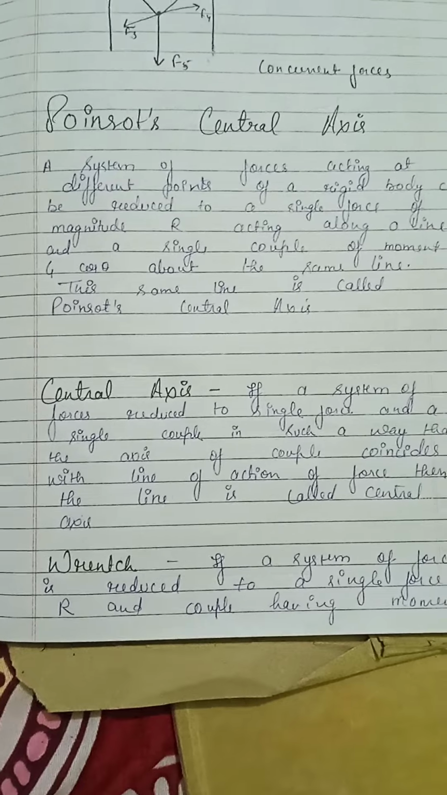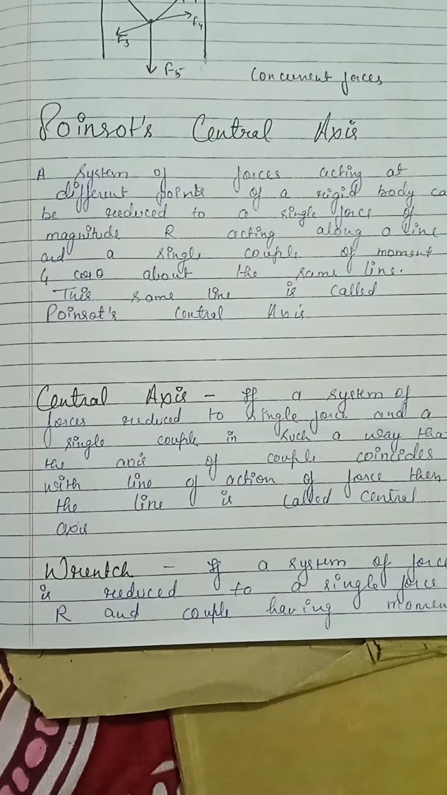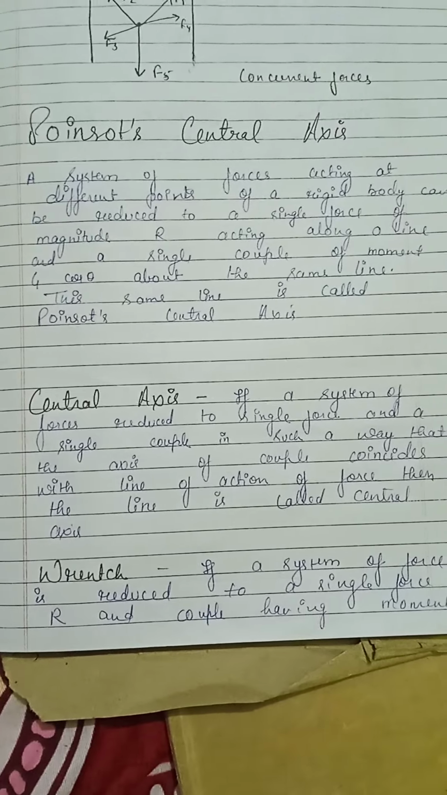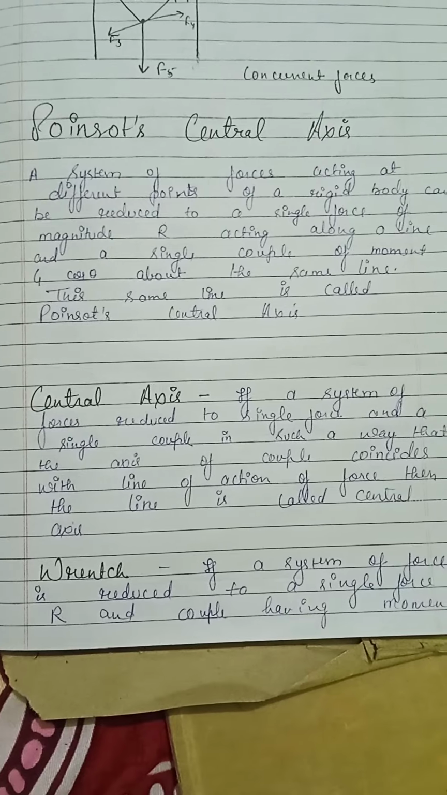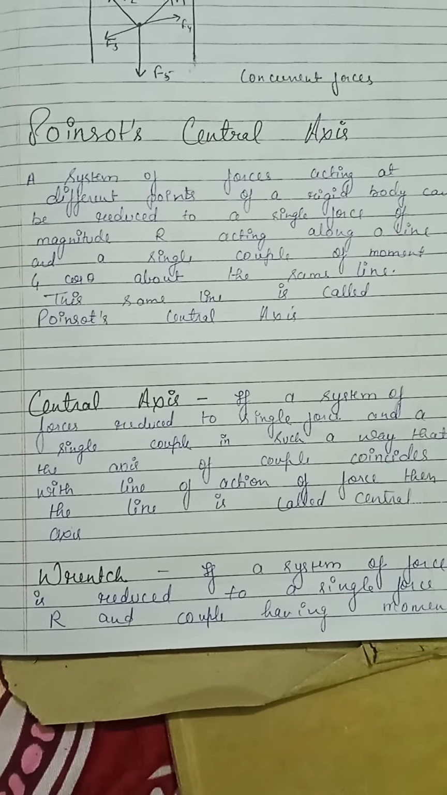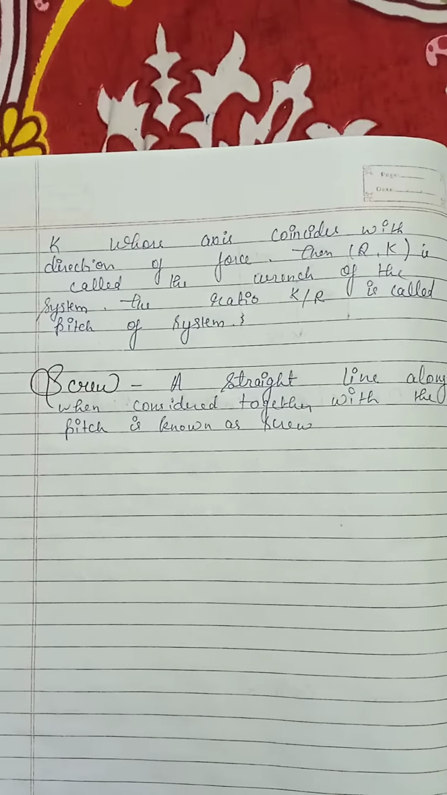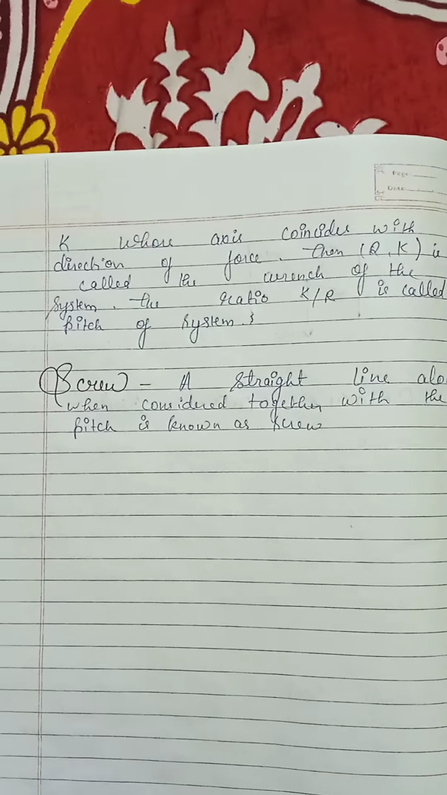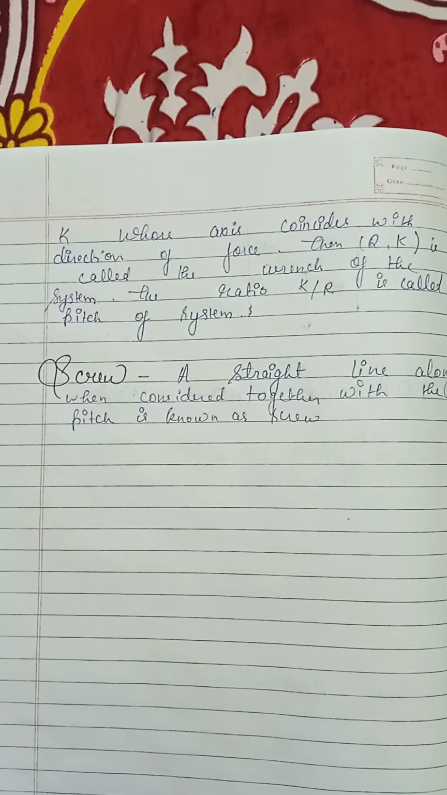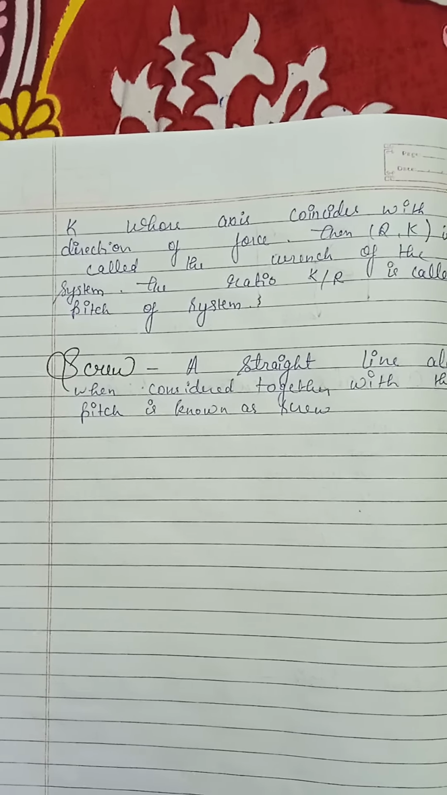There are some definitions that we must have a view over. The first one is the central axis. In this we see that if a system of forces is reduced to a single force and a single couple in such a way that the axis of the couple coincides with the line of action of the force, then the line is called the central axis. Now the next one is, what is a wrench? If a system of forces is reduced to a single force R and a couple having moment K whose axis coincides with the direction of the force, then R, K is called the wrench of the system. Here R is called the intensity of the wrench and the ratio K upon R is called the pitch of the system.